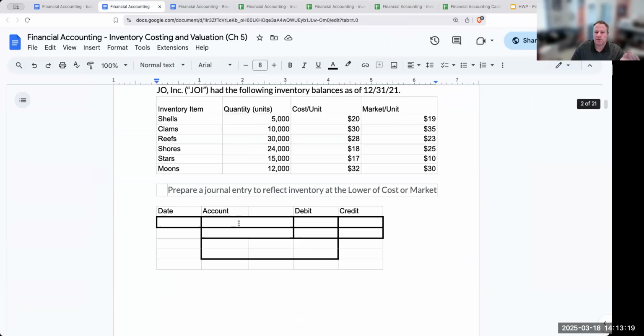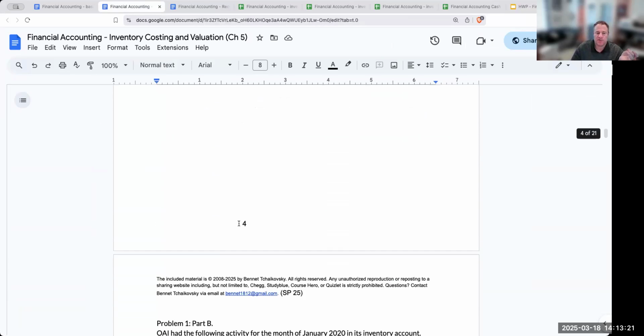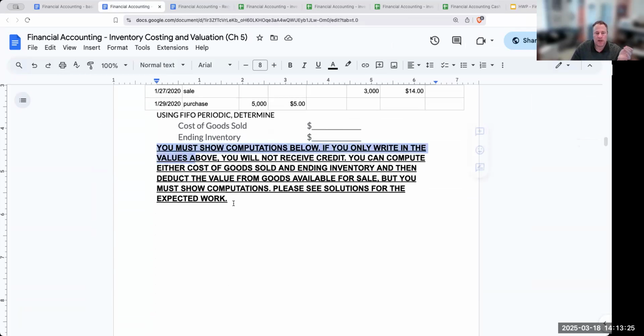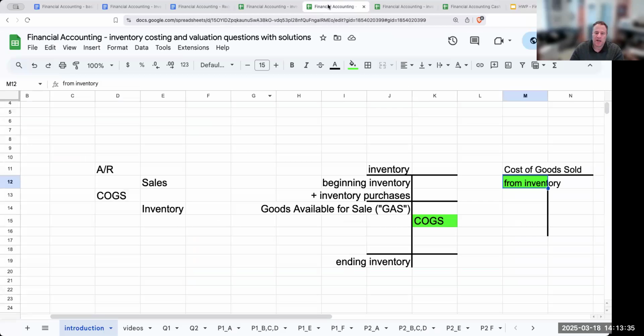Also, if you are taking my class, you're going to see something over here: you have to show your work. You cannot simply write in the answers. And you'll see me put this in boldface pretty much everywhere. If you don't write out the solutions, then you will not get credit for that work.